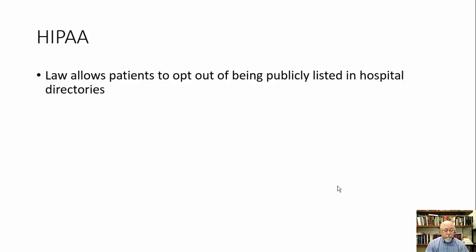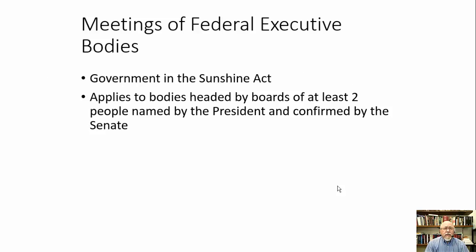Now, that can be a good thing because it protects your medical information from being disclosed. But it can be a bad thing because we then can't keep track of how good a job hospitals and doctors are doing. Let's move on. Meetings. We have FOIA, which has records.